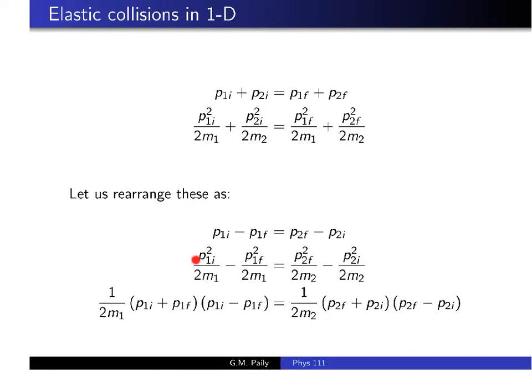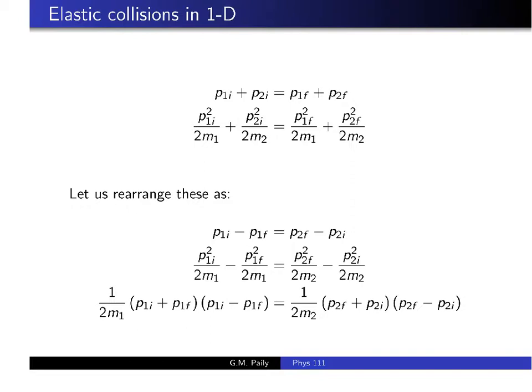Now, however, we can look at this kinetic energy equation and realize, oh, well, if I pull out 1 over 2m1 on the left-hand side, I'll have P1 initial squared minus P1 final squared. But we know that a squared minus b squared can be written as a plus b times a minus b. And so this left-hand side becomes 1 over 2m1 times the sum of initial and final momenta times the difference between initial and final momenta. We play the same trick over here.